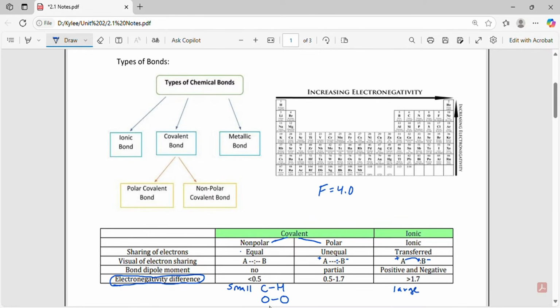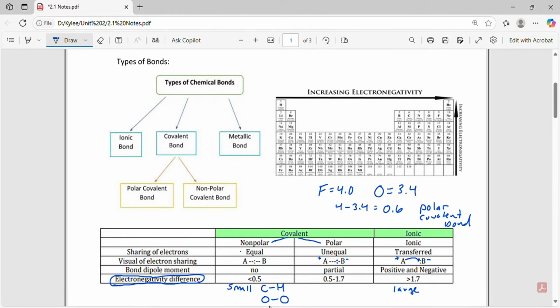So if you go to a website like ptable.com, you can actually get electronegativity values for every single element on the periodic table. And all we would do is subtract those. For example, I just looked up that oxygen's electronegativity value is 3.4. And so if I had a fluorine-oxygen bond, if I subtract 4 minus 3.4, I get a value of 0.6. And so that means that I can classify this bond between them as a polar covalent bond.